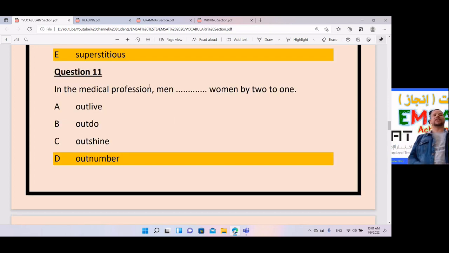So question 11, in the medical profession, medical job, men, women. I think I have here a comparison, but I need a verb for 2 to 1, the proportion, the numbers. So for numbers, the verb is outnumber. So in the medical profession, men outnumber women by 2 to 1, which means they are double.